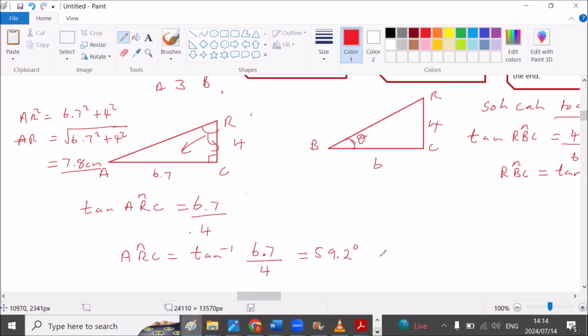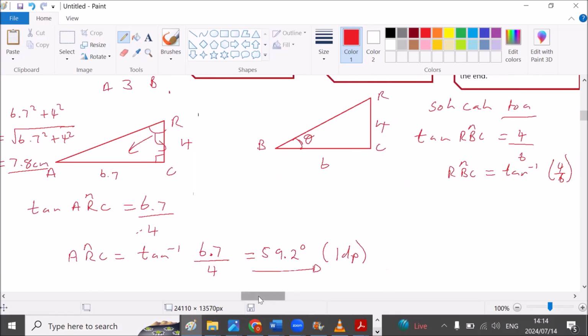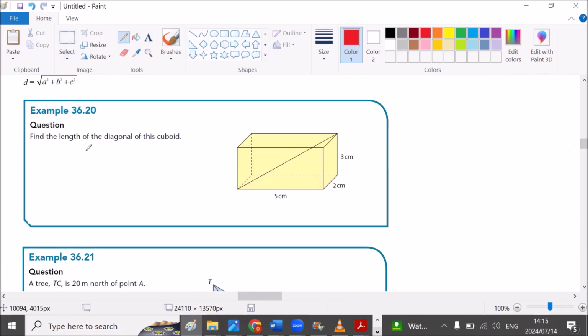59.2 degrees to 1 decimal place. So that is our answer there. Let's move on. Let's look at this example. Find the length of the diagonal of this cuboid.